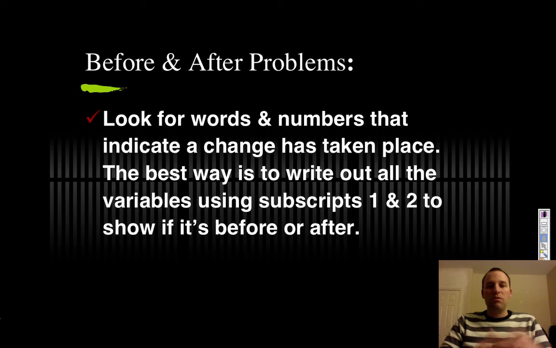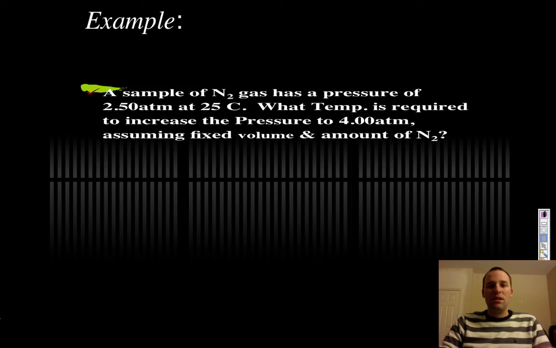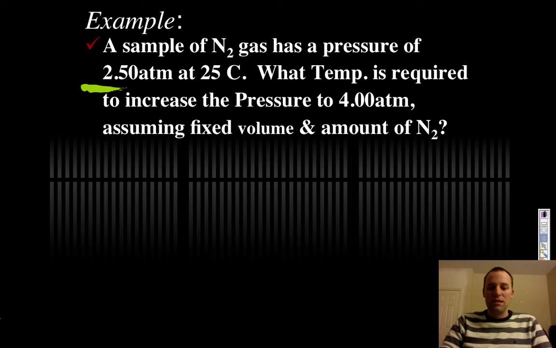So I call these before and after problems, or a change. You have to look for a change. Look for words and numbers in the problem that indicate a change has taken place, and that will tell you to use the combined gas law, P1V1 over N1T1 equals P2V2 over N2T2. Okay, instead of PV equals nRT. If there's no change, if everything stays the same, then you're going to use PV equals nRT. So let's look at this example.